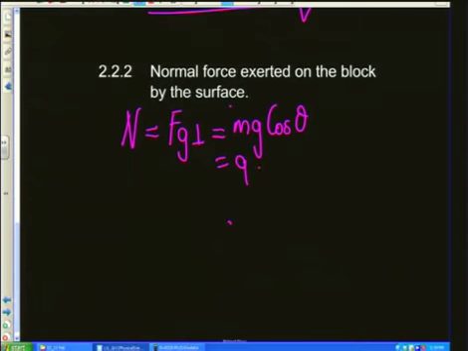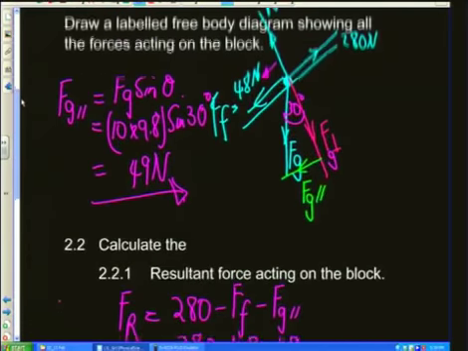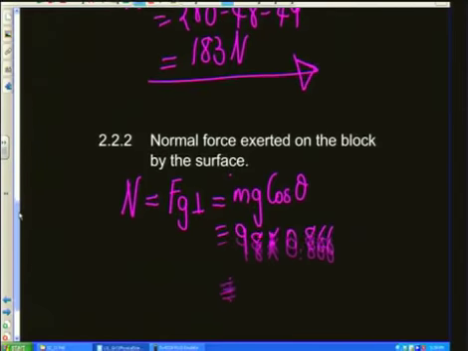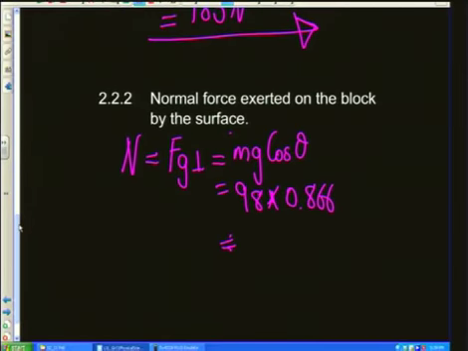So that will be 98 times the cos of 30. Cos of 30 is 0.866. And then calculating that, what does it work out to be?